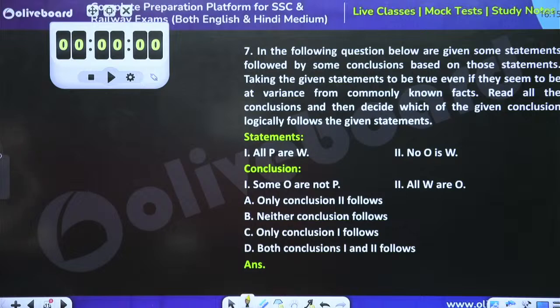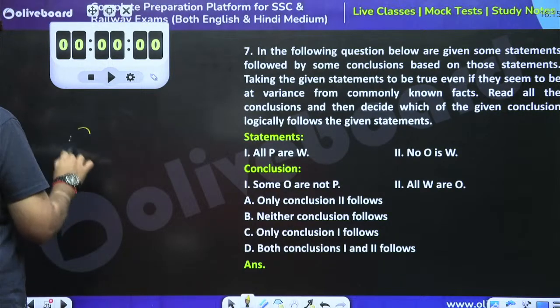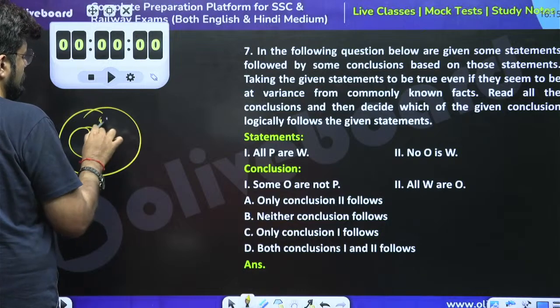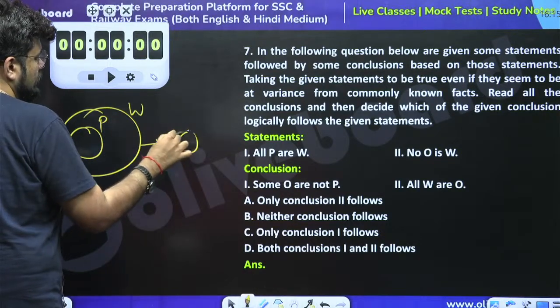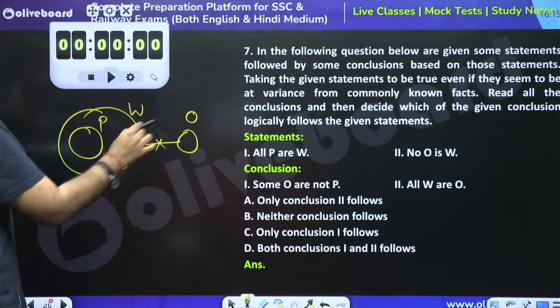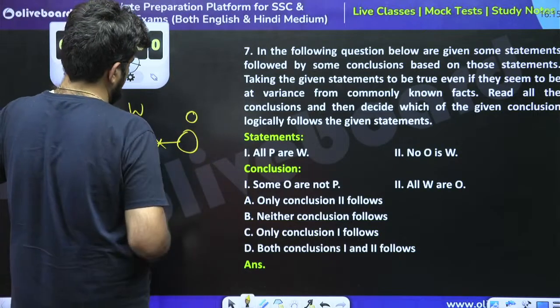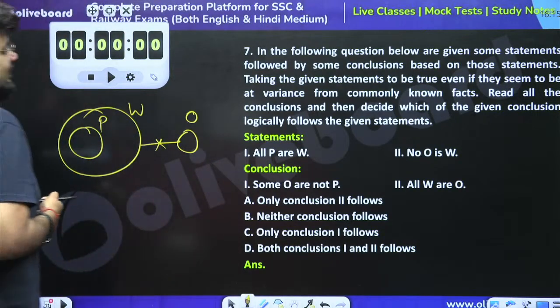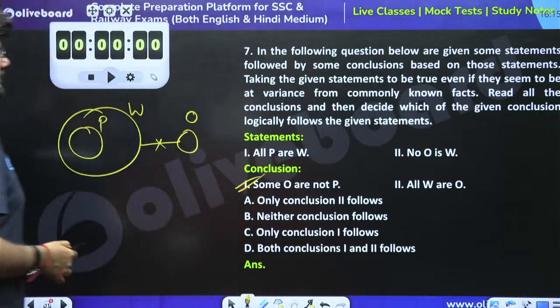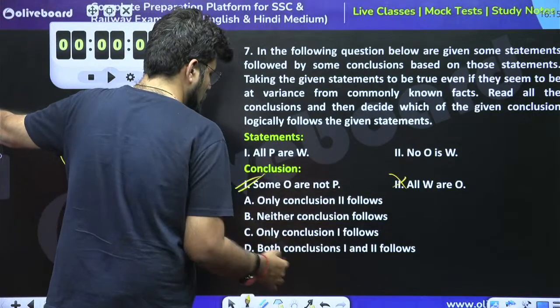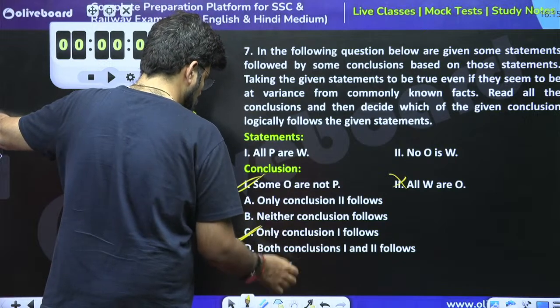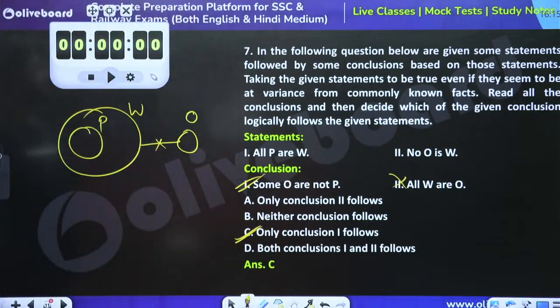All P are W, no O is W. Some O are not P. Some O are not P is correct. And all W are O is not correct. Only conclusion 1 follows. Correct, good.